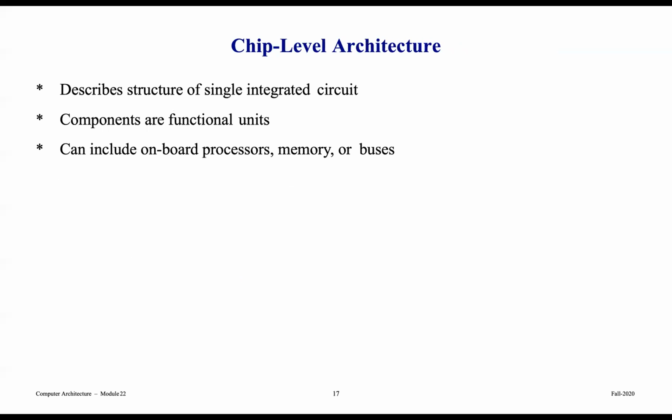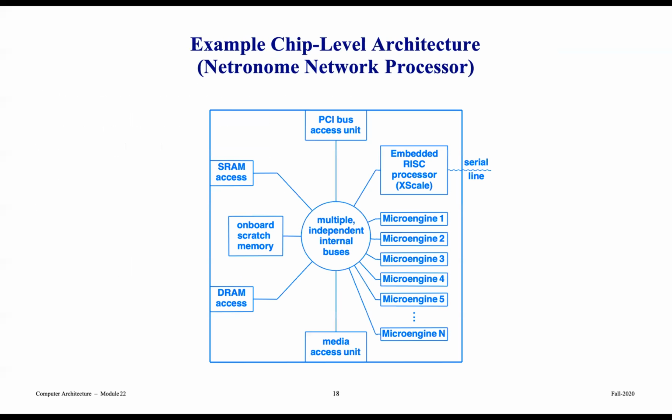So what about chip level architecture? This describes the structure of a single integrated circuit. The components are functional units, and it can include onboard processors, memory, or buses. Here's an example of a chip level architecture, and I won't go through this in as much detail, but you can see how we're going between a media access unit and a PCI bus access unit. And here are some of the innards that would be now looking at a chip level architecture.